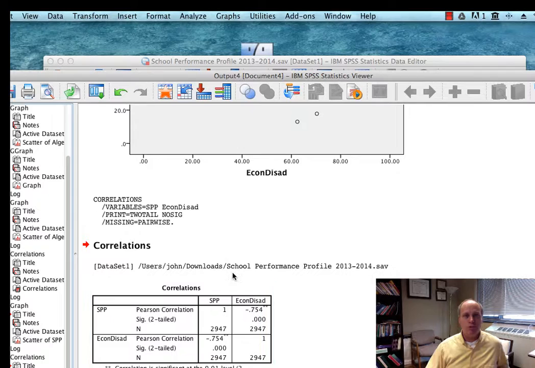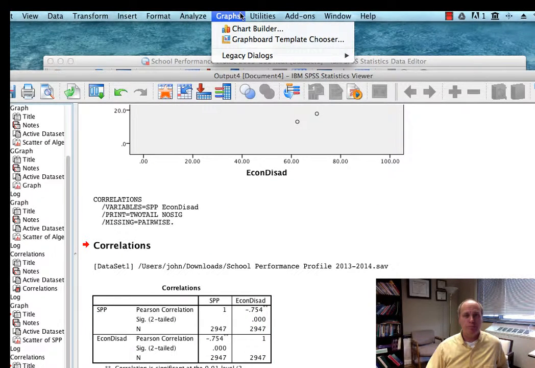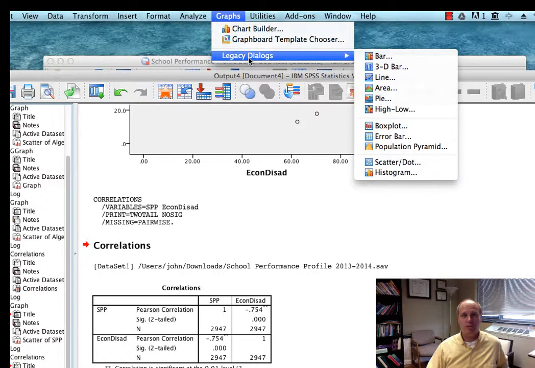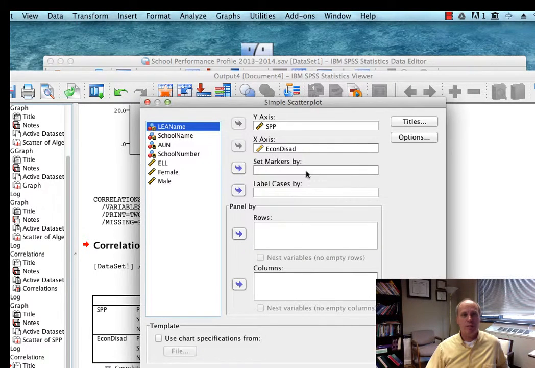To run the scatter plot, go to Graphs, Legacy Dialogs, Scatter. I'm going to choose Simple Scatter and have to move over SPP and economically disadvantaged into the X and Y axis. And again, those could be reversed. It's arbitrary in this case.